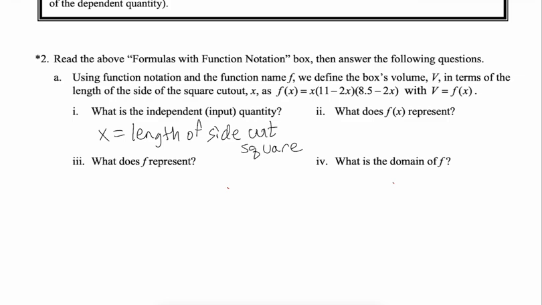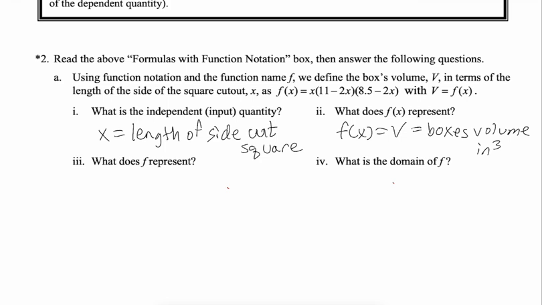What does f of x represent? What is f of x? The box's volume. So you see how they also wrote up above that f of x equals V, which is the box's volume. What units did they use? So inches for the length. So what would the volume be? Cubic inches. So let's put that on there to remind us. It's always important to remember those units. It's helpful, okay?